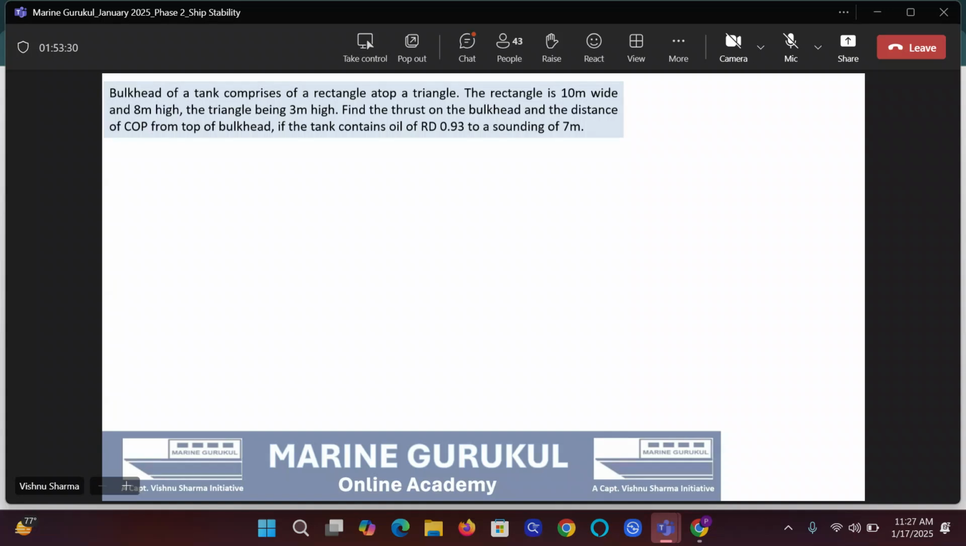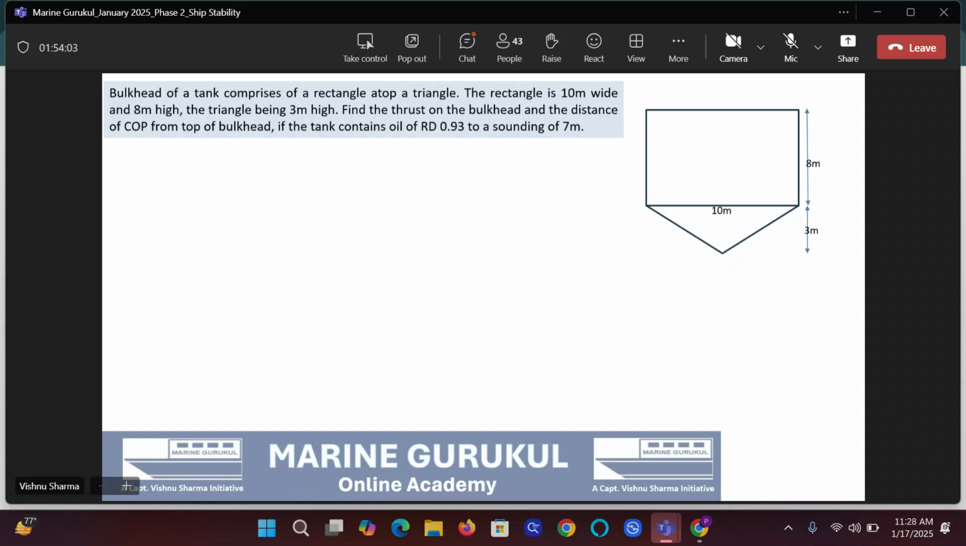Have you made the diagram, guys? Should I show it? Yes, sir. It's a rectangle atop a triangle. Somebody may say the width of the triangle is not given, guys. We have all worked on ships, you know what the width of the triangle will be. If the rectangle is 10 meters by 8 meters, then obviously the base of the triangle will be 10 meters. And this is the diagram we are talking about. Yes or no? Everybody made it like this?